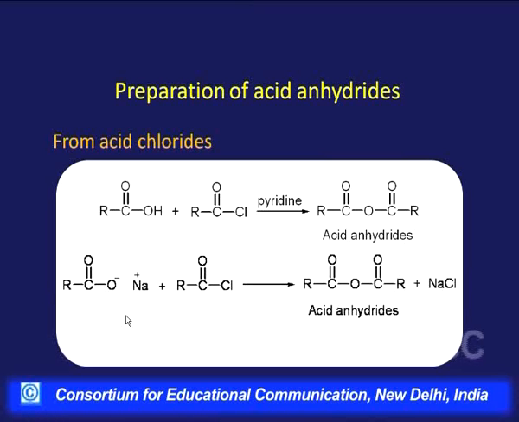We can get anhydrides also on reaction of sodium salts of carboxylic acids with acid chlorides. On reaction, a molecule of sodium chloride gets precipitated and anhydrides are formed. These two methods are used for making symmetrical anhydrides as well as for mixed anhydrides.